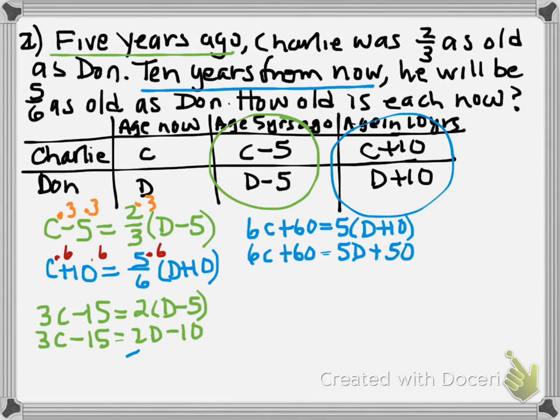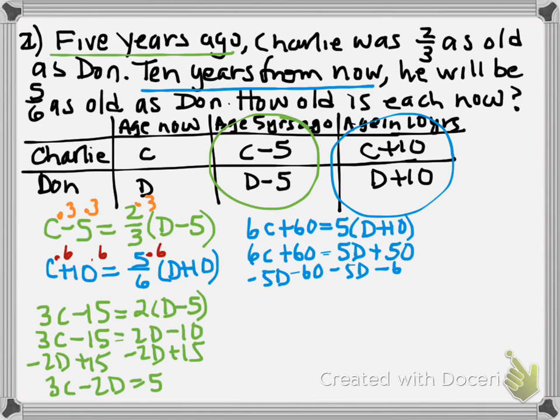So on this one, I'm going to go ahead and subtract 2d from both sides, and I'm going to add 15 to both sides. So this gives me 3c minus 2d equals 5. Over here, I'm going to subtract 5d from both sides and 6d from both sides. So that gives me 6c minus 5d equals negative 10.